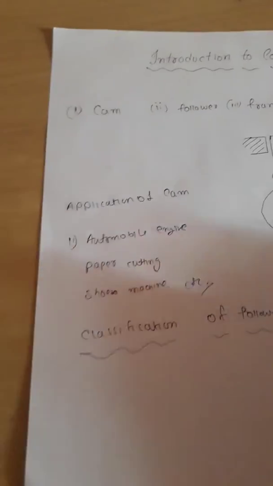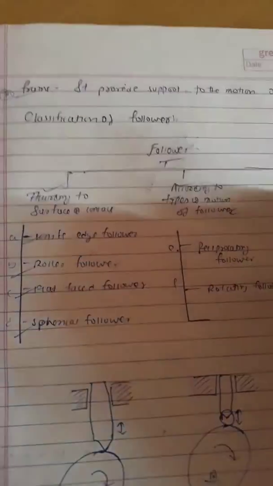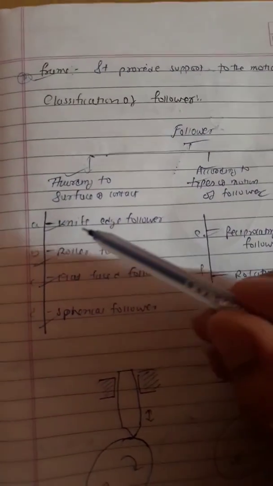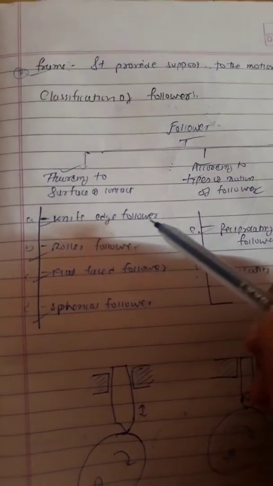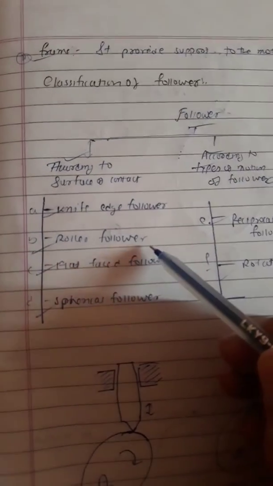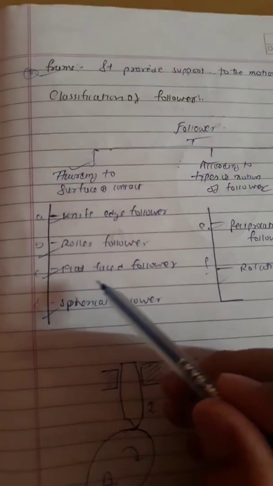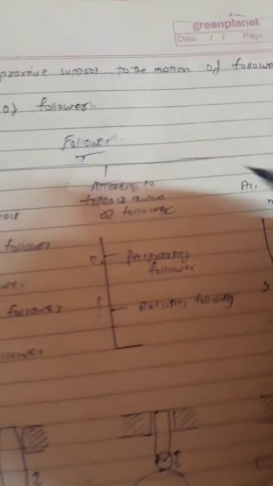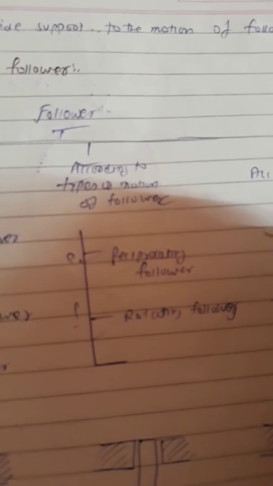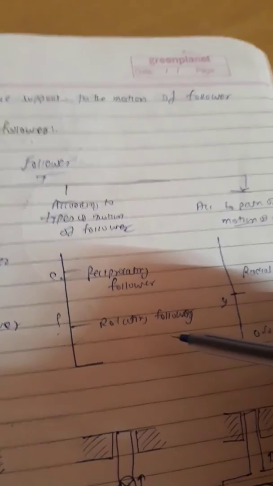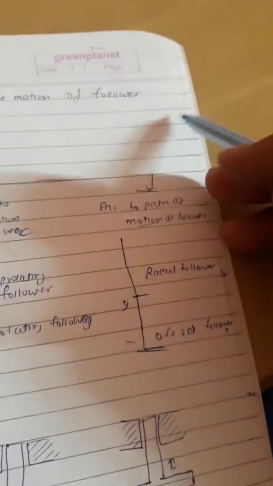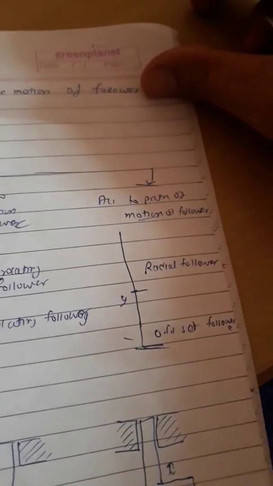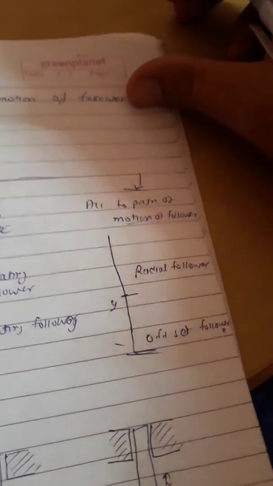The first is according to the surface contact: knife edge follower, roller follower, flat faced follower, and spherical follower. Second, according to the type of motion of the follower: reciprocating follower and rotating follower. Third, according to the path of motion of the follower: radial follower and offset follower.